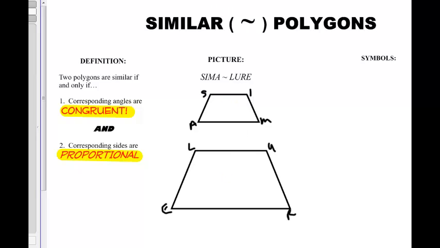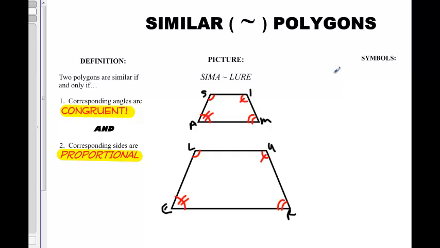And what does that mean? Well, number one, it means the corresponding angles are congruent. That means S, which corresponds to L, those are congruent angles. Also, around here, I has to be congruent to U. Angle M has to be congruent to angle R. You get where I'm going with this. Angle A is going to have to be congruent to angle E.